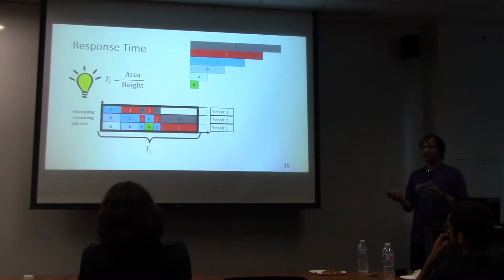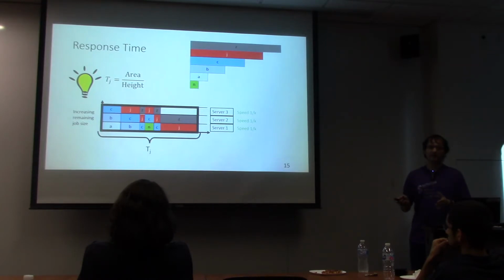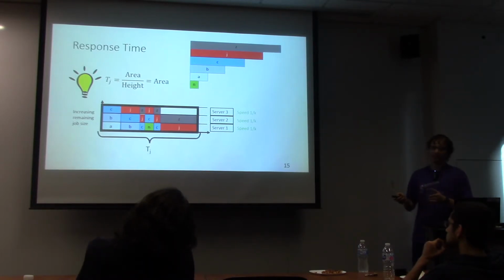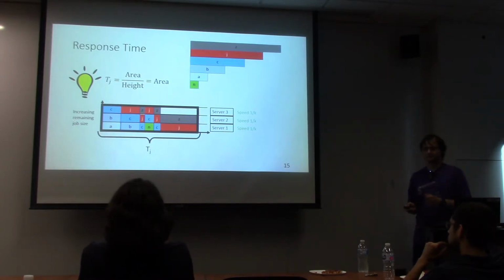But actually, we know the height of the rectangle. We know the rate at which work is being done. Remember, all the servers run at speed 1 over k. In this case, 1 over 3. That means the height of the rectangle, the speed work's being done, is just 1. So all we have to do is bound the area, that is the work being done while J is in the system, and we'll be able to bound the response time of J, which is the thing we care about.